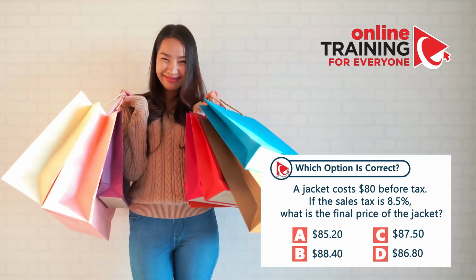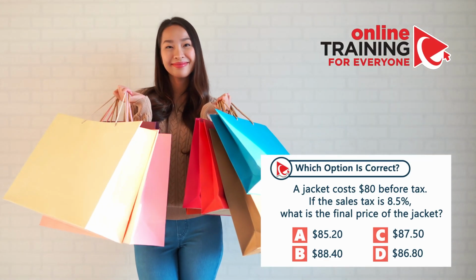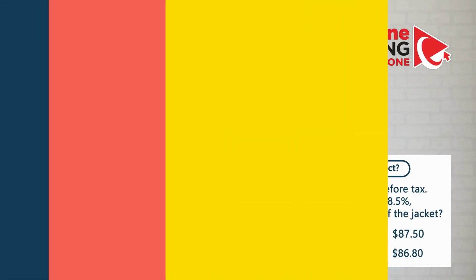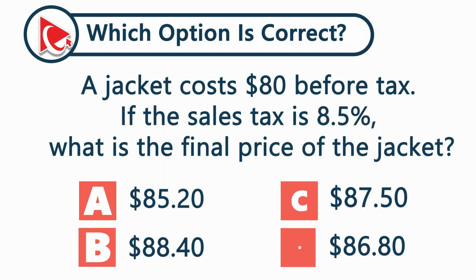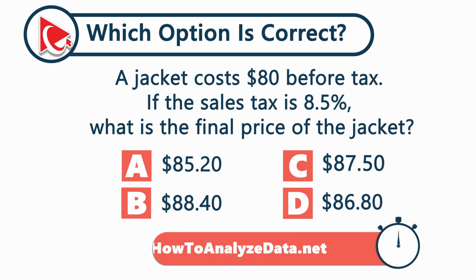Shopping math time. Ever wonder how tax sneaks into your final bill? Let's find out with this quick problem. You're buying a jacket that costs $80. The sales tax, 8.5%. So what is the total you actually pay?